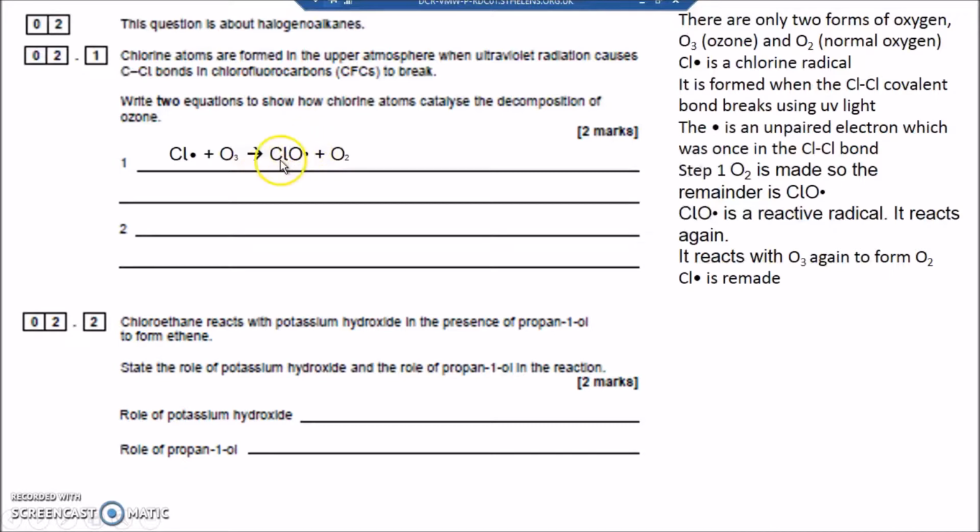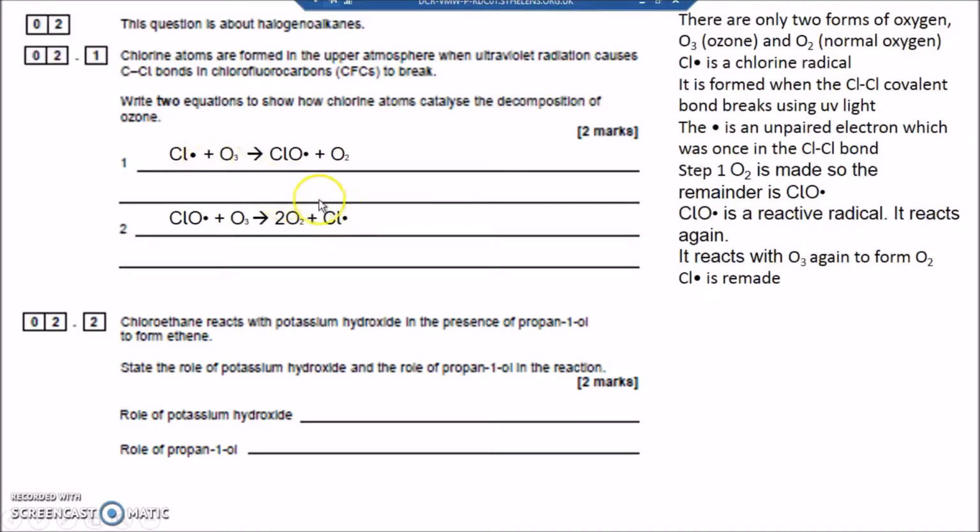Now, which of these are going to react again? ClO dot is a radical with an unbonded electron, so that's going to react again. It reacts with more O3, so this ClO dot, this radical, reacts with more O3, and the only thing that it can make is O2. Now you can balance out the O's. I've got 4 on the left. I can balance it out by putting a 2 in front of the O2, and that means all the O's are now balanced. The only thing that I've got is a Cl and a dot.